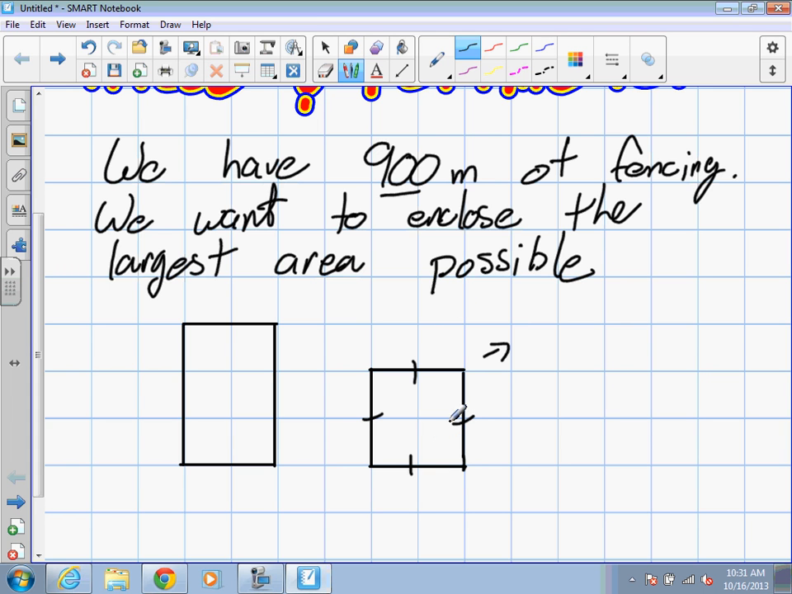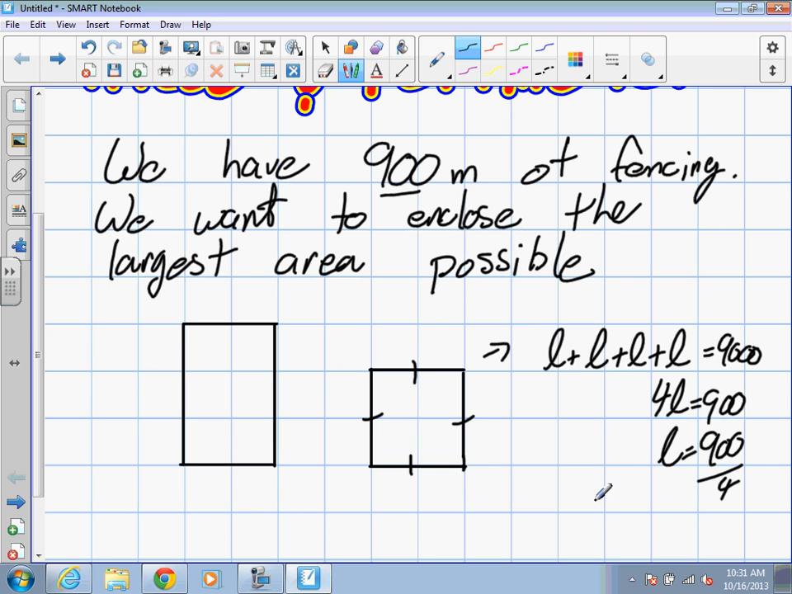We add them all together. Because it's a square, they're all identical. Right? So if we were to go L plus L plus L plus L, it's the same as saying 4L, and it's going to be equal to 900. 4L equals 900. So what is one of our lengths going to be? It will be 900 divided by 4. What is it? Is that exactly what it is? Yeah, 225. Great. Okay, so in this case, we have 225, which will be by 225.